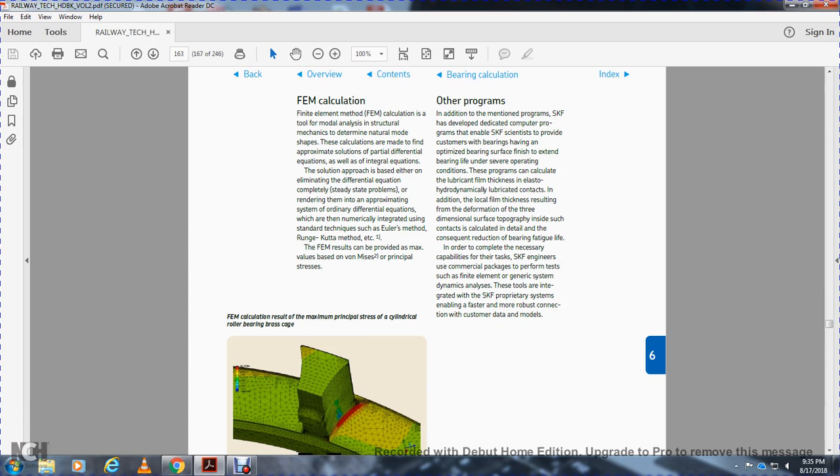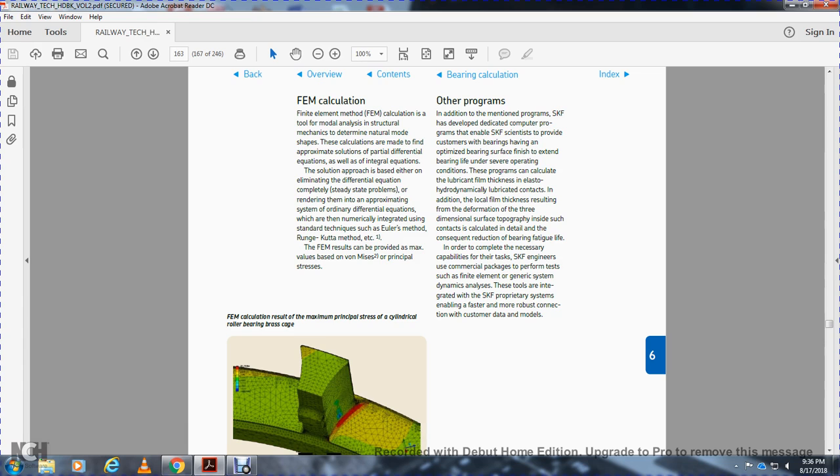Other programs, in addition to the mentioned program: SKF developed the DZK Caribbean program that enables SKF design to provide the customer a bearing with an optimized bearing finish for the extent of the bearing life under the operating condition. The program can calculate the lubricating film thickness of the elastohydrodynamic lubricating contact, with an additional local film thickness resulting from the deformation of the three-dimensional surface topography inside of this contact, calculated in detail.